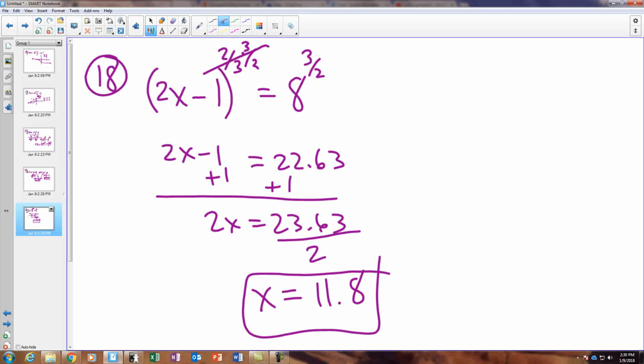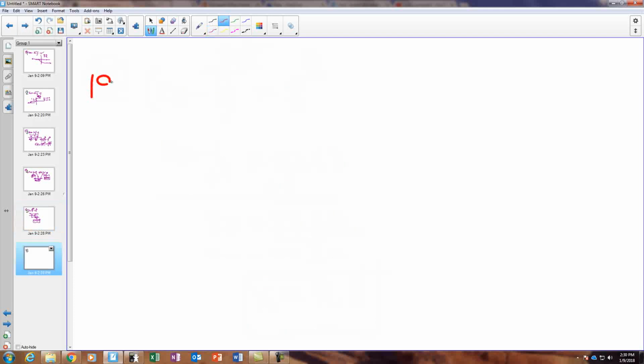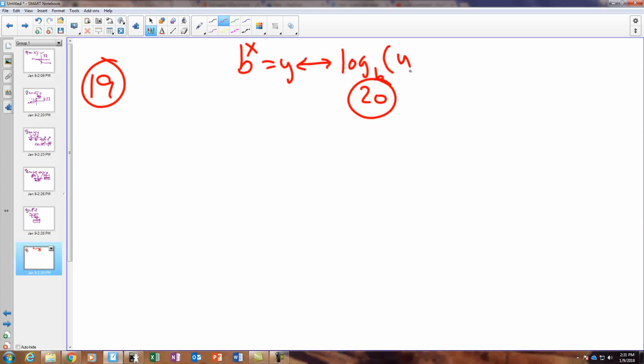All right, let's change colors. Number 19 says, now 19 and 20 are all based around, I'm going to write 20 down as well, this idea: b to the x equals y is interchangeable with log base b of y equals x. That's a great example of something that might go on your note sheet. But again, if you don't understand this pattern, it's not going to help you to write it down. You need to be able to maybe put some notes in if it doesn't make total sense to you. So number 19 says we have 10 equals 3 to the x. And it says, write this as a logarithmic equation.